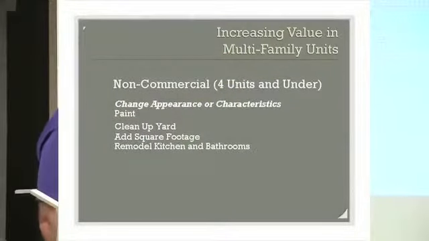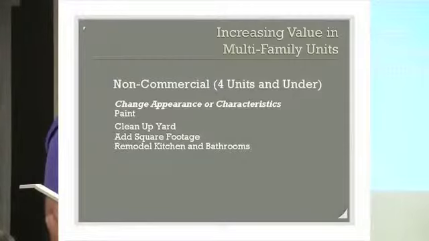4 units and under, you're going to be changing appearance or characteristics: painting, cleaning up the yard, adding square footage, remodeling kitchens and bathrooms, stuff like that. I really think that a lot of the value increase that you can do from forced appreciation with 4 units and under has to do with these types of things. So if you're looking at a duplex or 4-unit building and you're wondering what type of play you have on the property, you're probably going to look at aesthetics for that, okay?